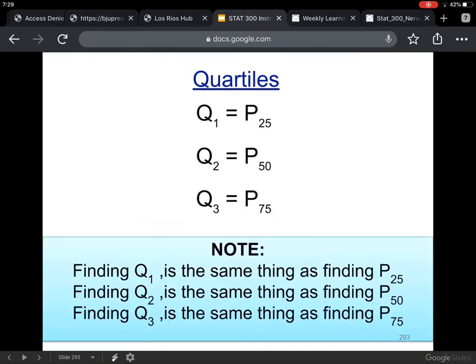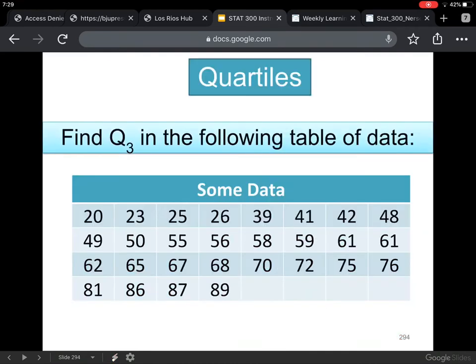I just went through it on the previous slide. Q1 is the same thing as the 25th percentile. Q2 is the same thing as the 50th percentile. Q3 is the 75th percentile. It's the same thing. Q1 and P sub 25 are exactly the same thing, and you do the exact same calculations to find those. So let's do that other example that I mentioned where we're going to end up with a whole number and see what the rules tell us to do.